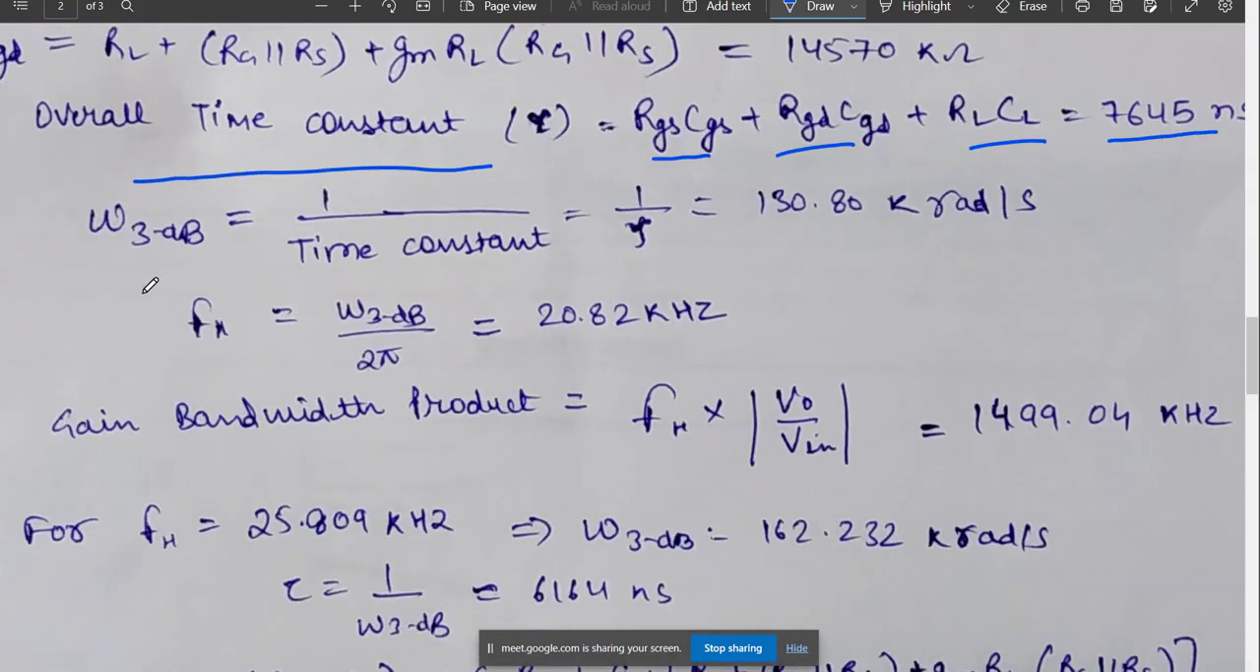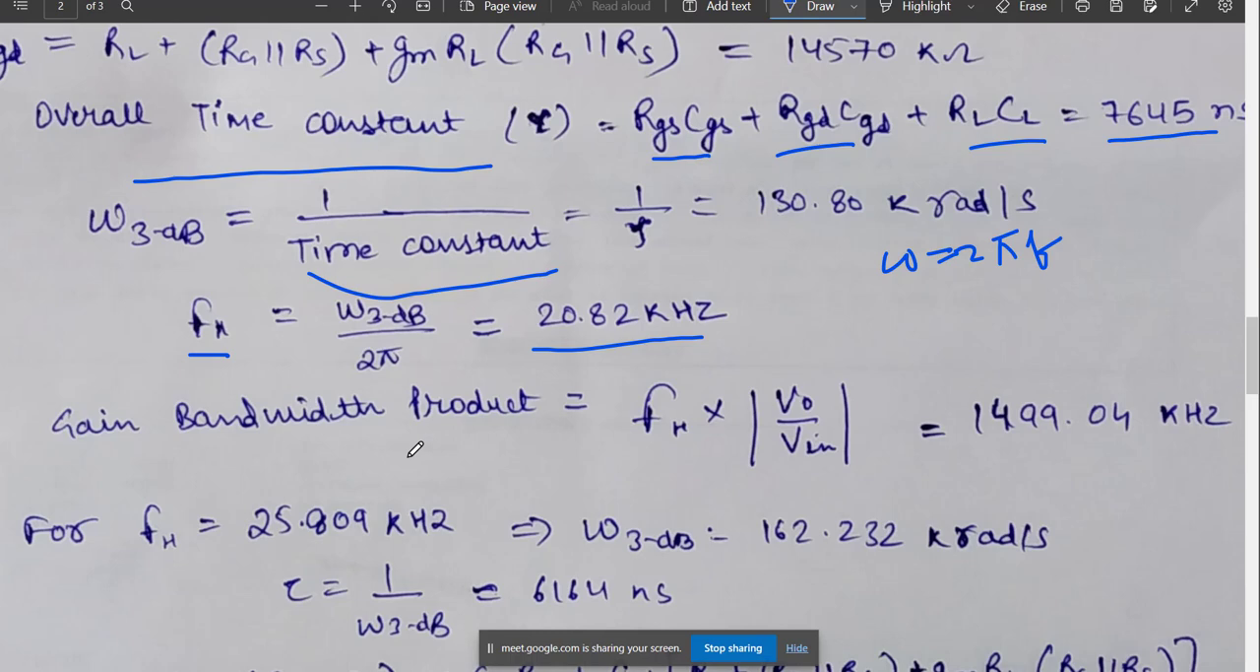So okay, 3 dB frequency is asked. The time constant is already given to us, right? So time constant diya hai, we'll put it. We got omega 3 dB. Now for frequency we already know omega is equals to 2 pi f, right? To find out f, we'll divide omega by 2 pi. We got 20.82 kilohertz. Any doubt here?